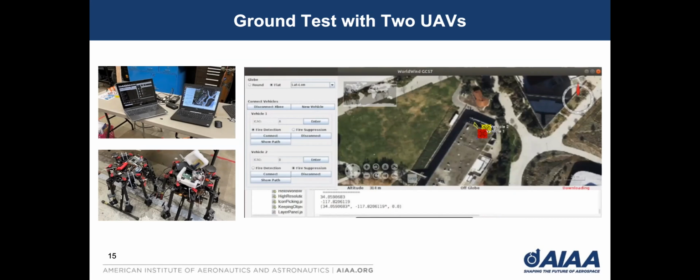And here is the drone we're using. As you see in the right-hand side picture of our user interface of the ground control station, we can see both icons of the drones and also 2 paths, which indicates that the ground test is successful.